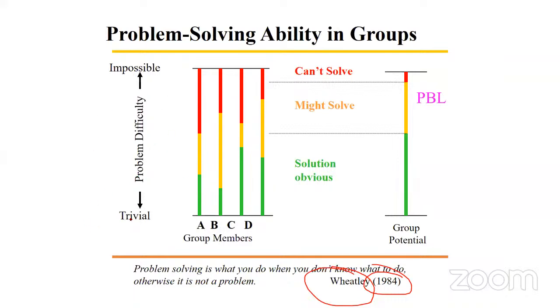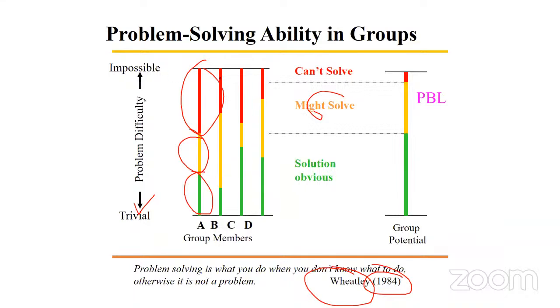So suppose this is a problem, and this is the trivial part, and this is the impossible part. The trivial part is in green color. So this is the intermediate part, might solve part, and this is the can't solve part. There are 4 members, A, B, C, D, or 4 learners. Obviously, each learner has some different capability. It's not that everybody will have the same capability. So this is the graph for this trivial to impossible part.